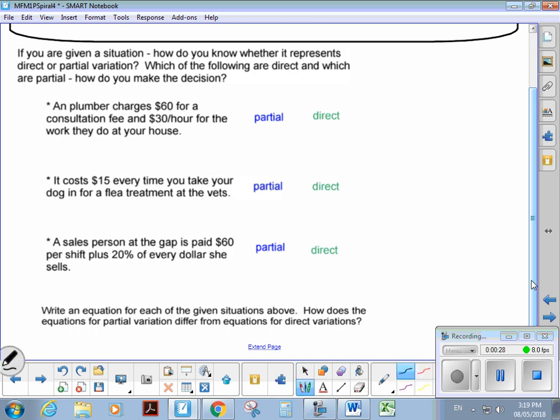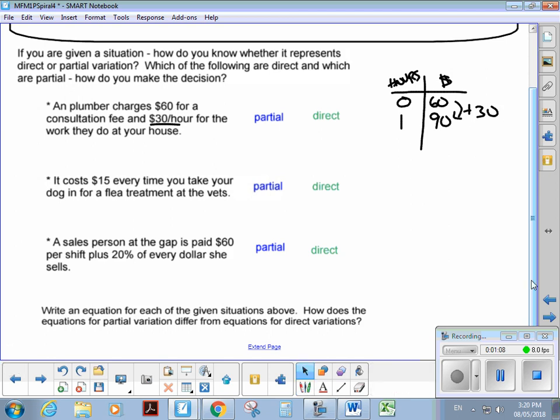A plumber charges $60 for a consultation fee. That means they come out and tell you what's wrong, and then $30 an hour to do the work at your house. So I'm going to do a quick little T-chart here. I got hours and I got money. So the plumber comes out. He doesn't work at all. Okay, no hours worked. How much is it going to cost me? Well, I have to pay $60 for him to take a look at the problem. And then if he works 1 hour, it costs me an extra $30, so then it becomes 90, so plus 30. Is this a direct or partial variation?